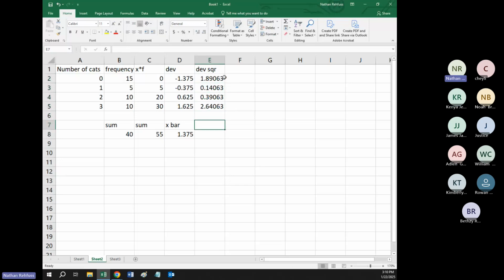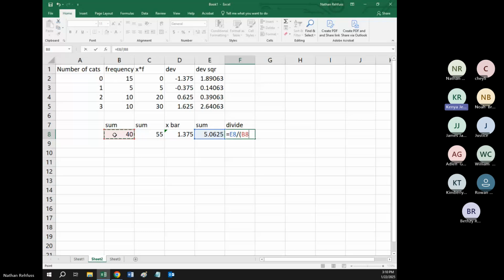Now we add up all of our deviations squared. Step 4 is to add all your deviations squared. That adds up to 5.06. Step 6 is to divide by n minus 1. Now, are you thinking divide by 3? Because that's not what we want. There are 40 people in this study, so we're going to divide the sum by 1 less than 40. We'll divide by 39.